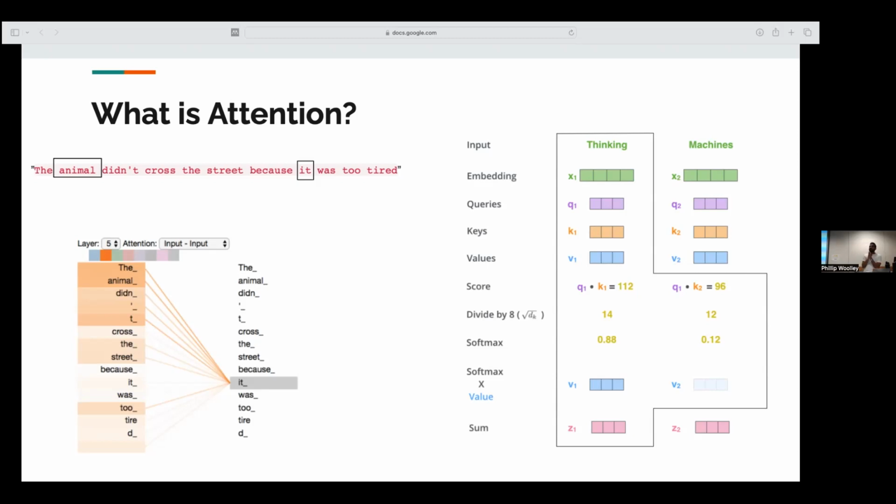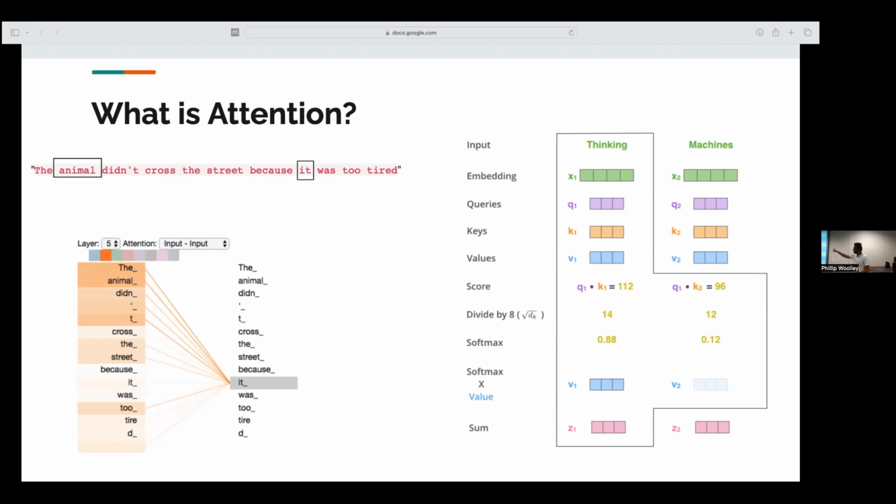First, you initially randomize 3 different matrices. First is the weight matrix for queries. The other one is for keys. And the third one is for values. You randomly initialize them, but those weights are learned during your training process, right?